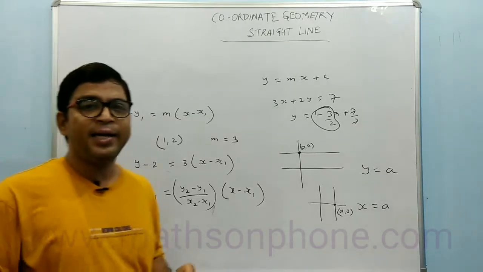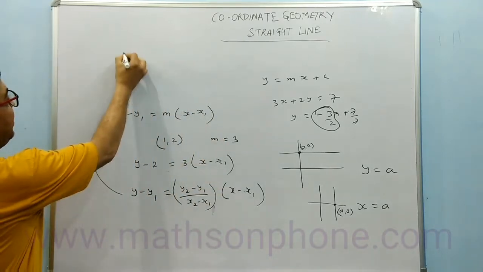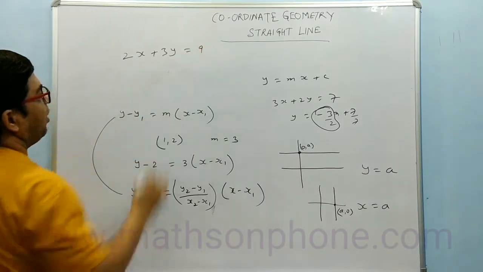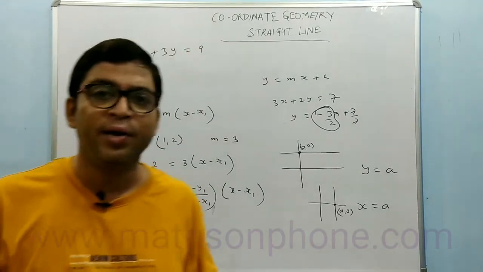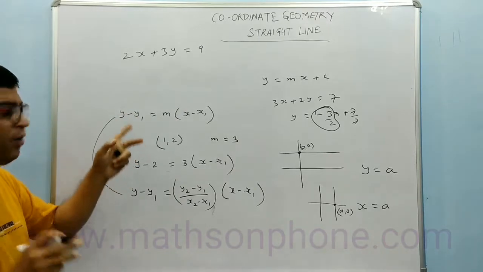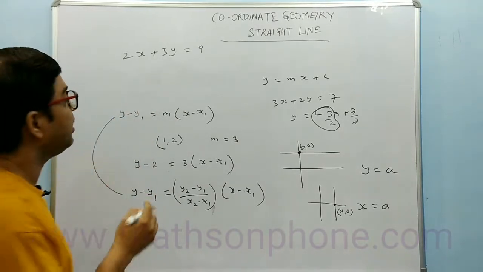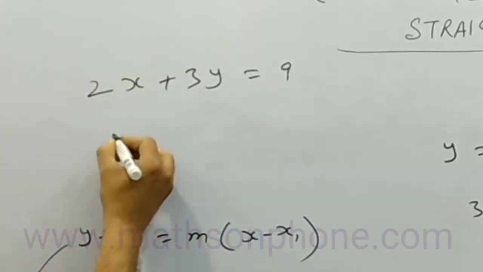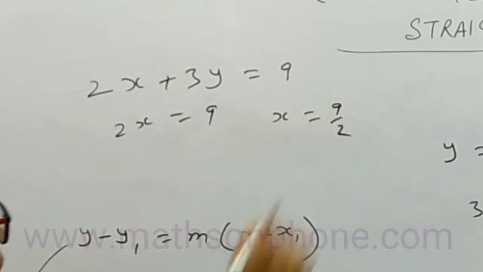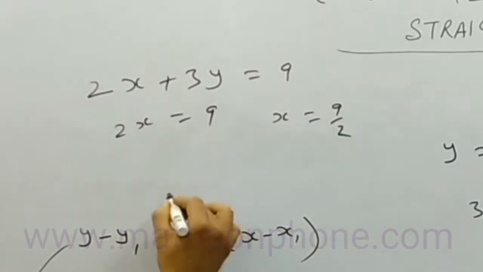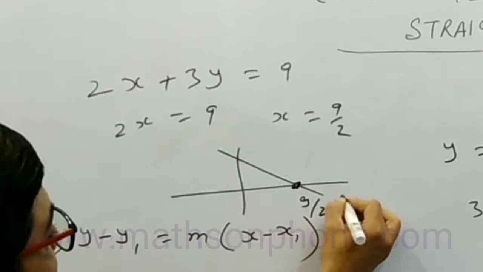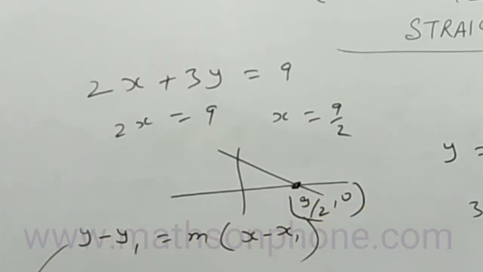Now we will see where a line is cutting x-axis. Suppose a line is there, 2x plus 3y is equal to 9. We have to find the point where the line is cutting x-axis or y-axis. So we have to find a point where it is cutting x-axis. We will put y equal to 0. On putting y equal to 0, 2x is coming out to be 9. So x is coming out to be 9 by 2. So where this line is cutting x-axis? This line is cutting x-axis at 9 by 2, 0, because we have taken y is equal to 0.